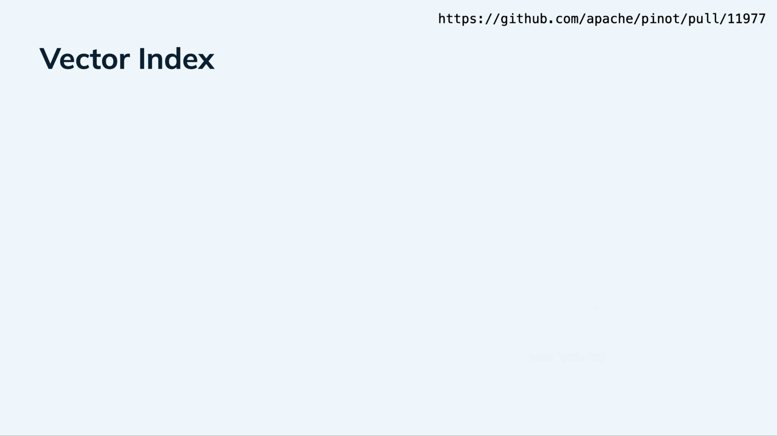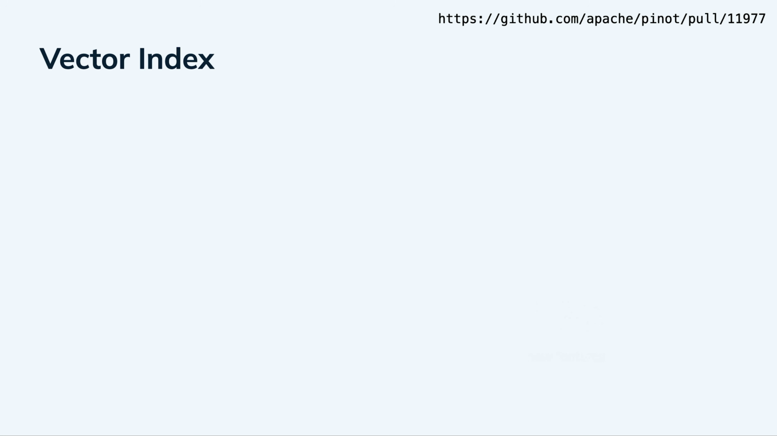Let's get into, though, the vector index support. This is brand new in 1.1. Of course, in the post-ChatGPT world, with everybody thinking about AI and incorporating AI into products, everybody needs a vector index. Pinot's no exception. Now, if you don't know what a vector index is, let me give you an idea.